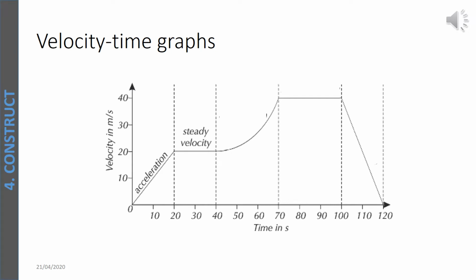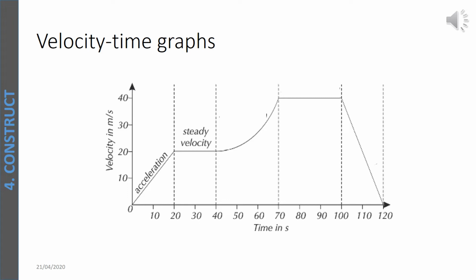So the next section shows a steady velocity. This is a flat line between 20 and 40 seconds. So how do we know that it's a steady velocity? Take it across to the y-axis. So the y-axis shows the velocity in meters per second, and if you look along at that section between 20 and 40 seconds, you can see that the velocity is not changing. It is constant at 20 meters per second.